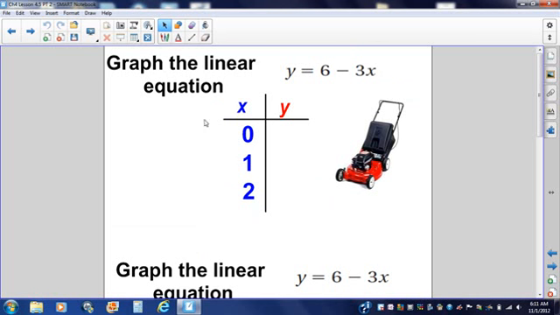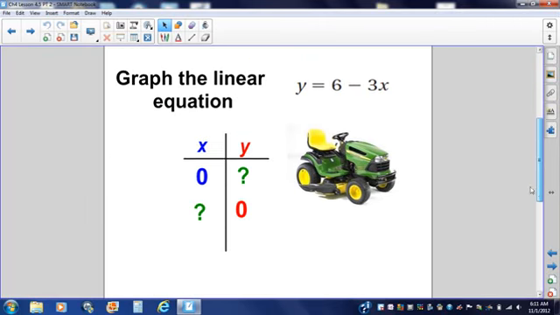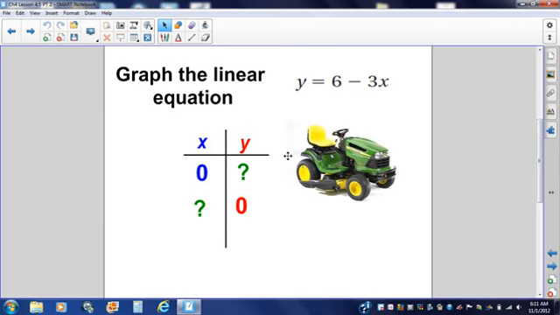You can make yourself a t-chart. You can pick 3 numbers and substitute them in. Plug and chug. That's like using the walk behind or push lawnmower. We also said another way to graph a linear equation is to make a t-chart and put 0, question mark, and question mark, 0 in. This is the shortcut method. This is like the riding lawnmower.